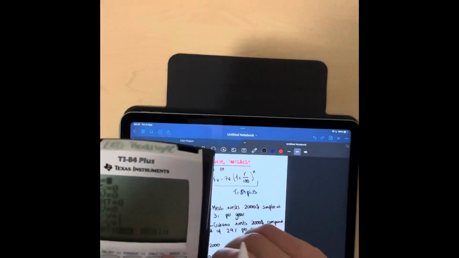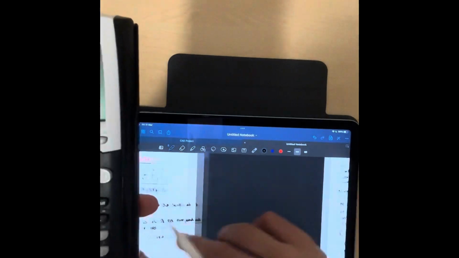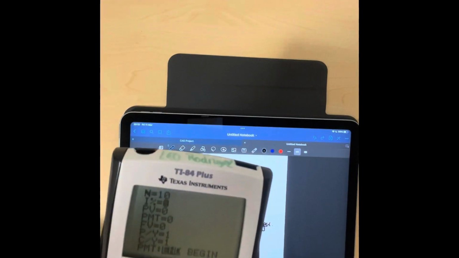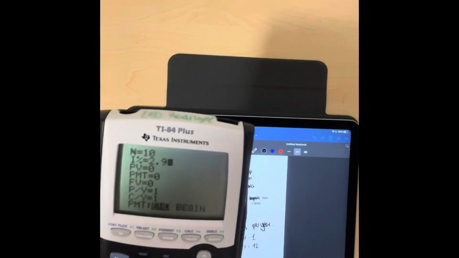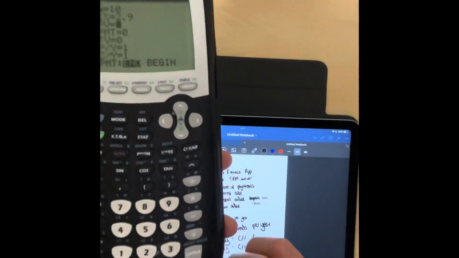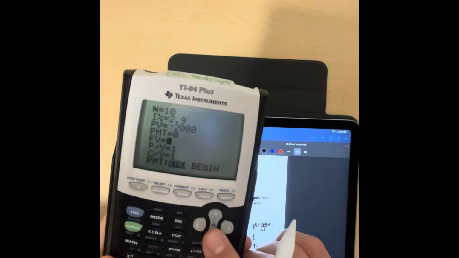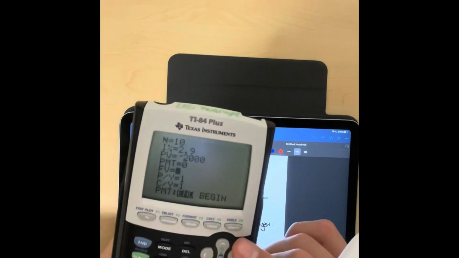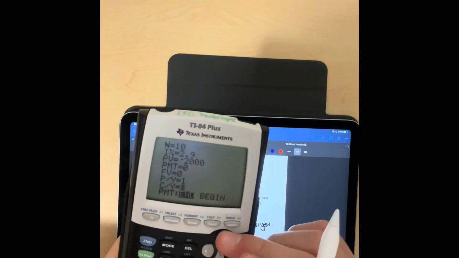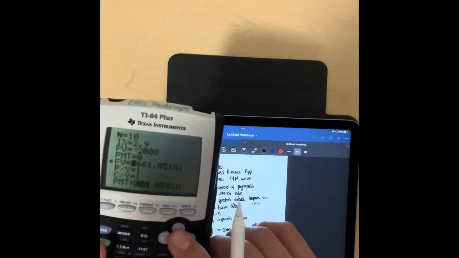So we go here and we write N. For N, it's the number of payments. We said 10 years, so we write 10 there. The interest, we said it was 2.9. The PV is the initial value. We write again negative 2,000, important. PMT we leave on 0. FV, we don't write anything because we don't know the value yet. And then CY, as it's annually, we leave on 1. Then alpha, enter, and it gives us the answer.